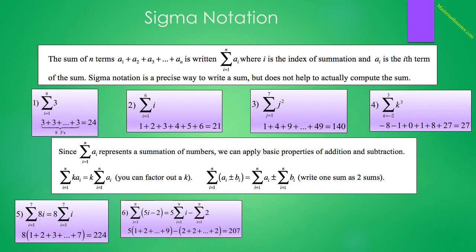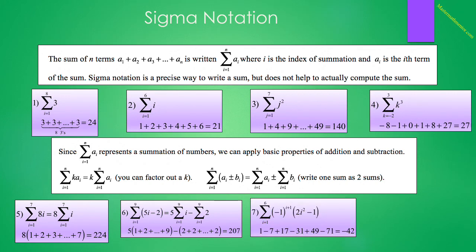Number 6 reads summation i equals 1 to 9 of 5i minus 2. We can do several things here. We can first factor out the 5 and write it as 5 sigma i equals 1 to 9 of i minus sigma i equals 1 to 9 of 2. So the first sum is 5 times the quantity 1 plus 2 plus ... plus 9. And the second is 2 plus 2 plus 2, and there are 9 2's. So we end up with the answer 207.